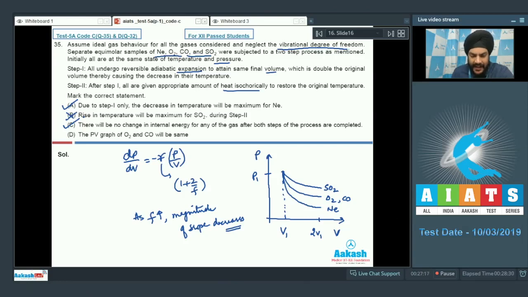If you look at statement D now, the PV graph of O2 and CO will be the same. So this statement is also correct, students. Both of these have the same degree of freedom and the same value of gamma. So the PV graph will be the same for both of these gases, and statement D is also correct. So for this question, students, we have to mark the correct answer as option A, option C and option D. Let us look at the next question.